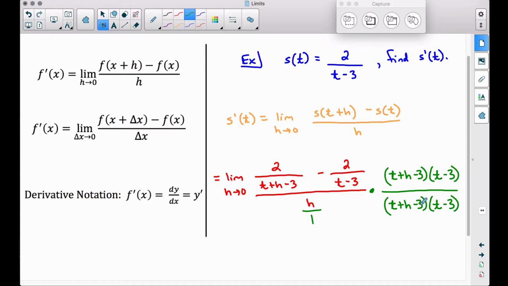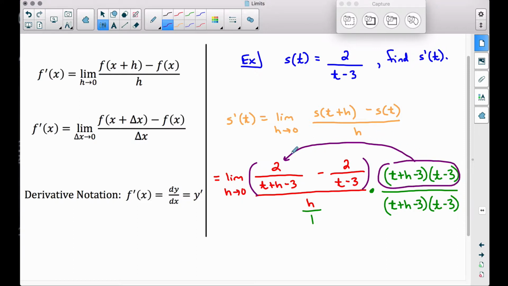Well, why are we doing this? If we distribute this stuff, if we take this stuff and we multiply it by this first fraction we have here, what's going to happen is we're going to get rid of this t plus h minus 3 with that one there when we multiply all of this right here.